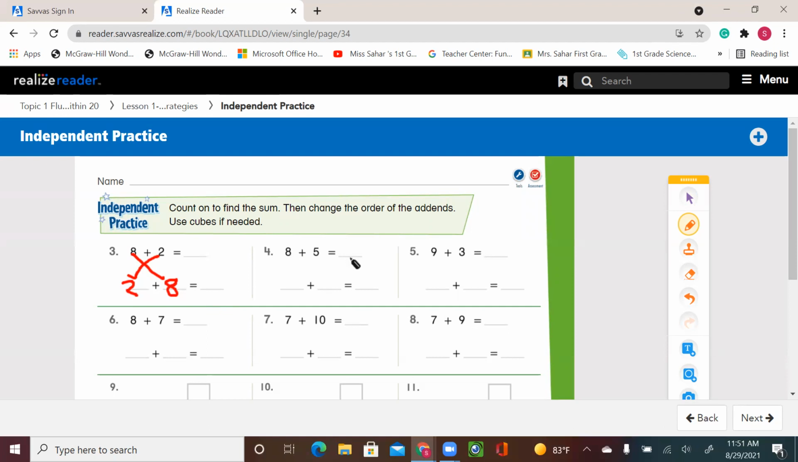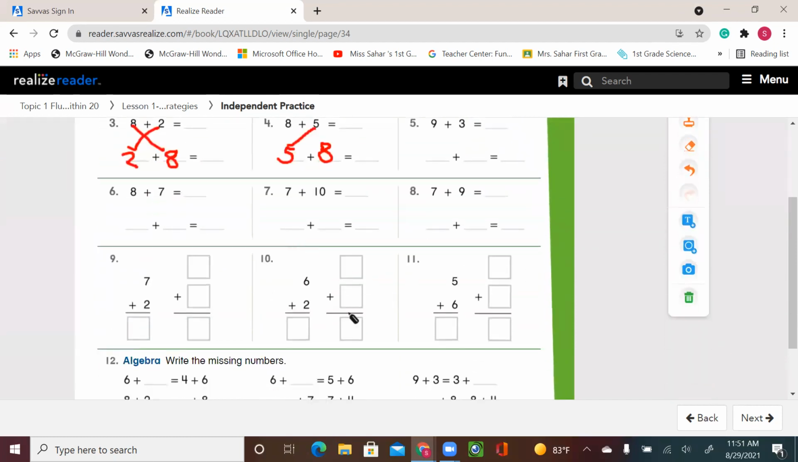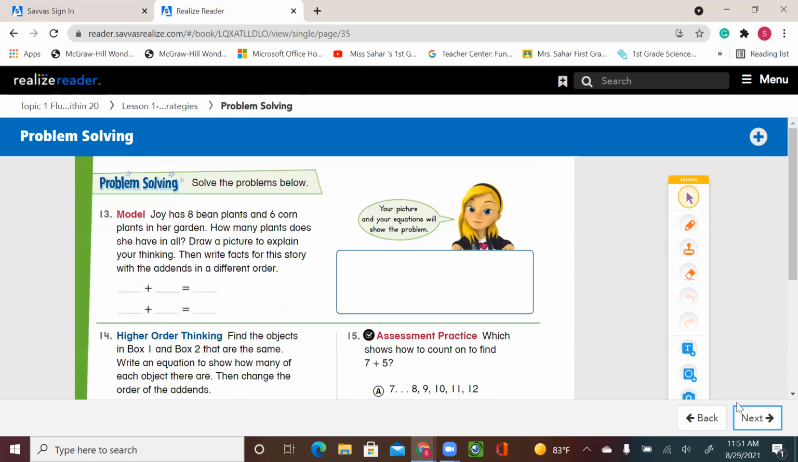You're going to put your sum here, the total, and then we're going to start with the 5 first, and then plus the 8. So what we call, we're putting our addends in a different order, or we're changing the order. All right, so you have till the end of this sheet. Let's go for the next one.